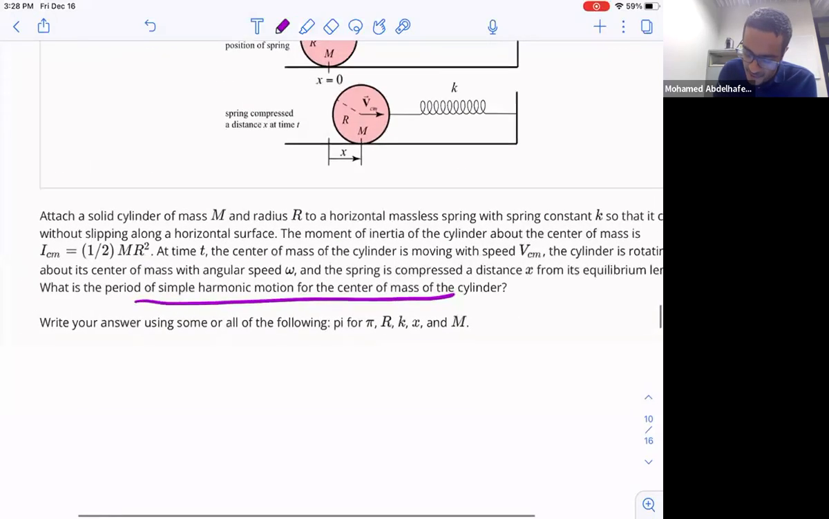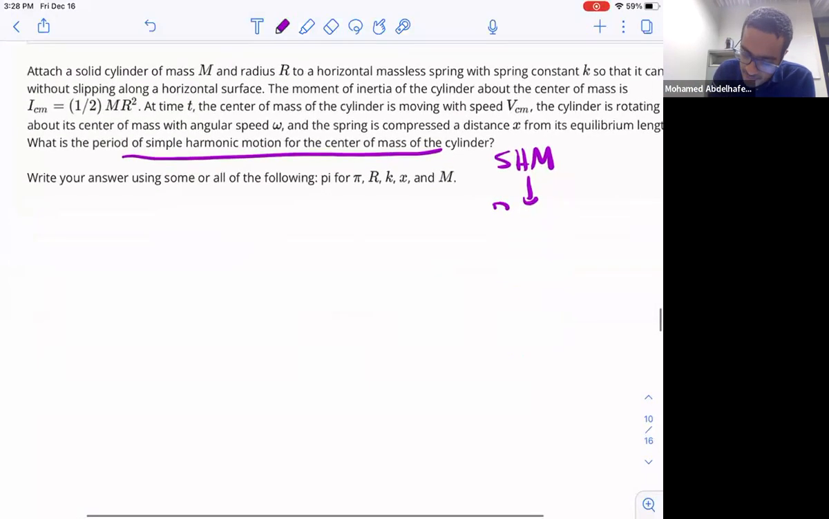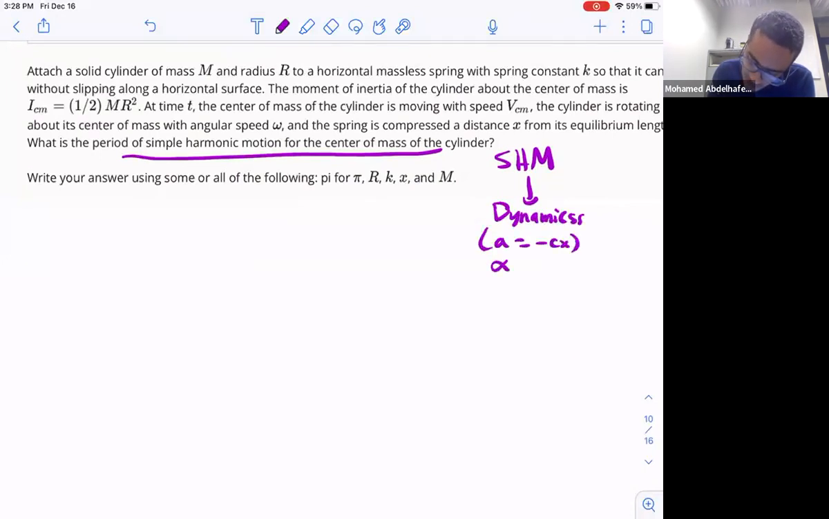So it's a simple harmonic motion. Simple harmonic motion, the main thing you're trying to do, I'm gonna discuss that, is find the acceleration of the object. That's basically what you're doing. And if you're doing things correctly, the acceleration will turn out to be minus a constant times a position. That's what you're trying to do. So simple harmonic motion should always come to dynamics because you're trying to find the acceleration. You're trying to find a is minus Cx or alpha is minus C theta. That's what you're trying to do.